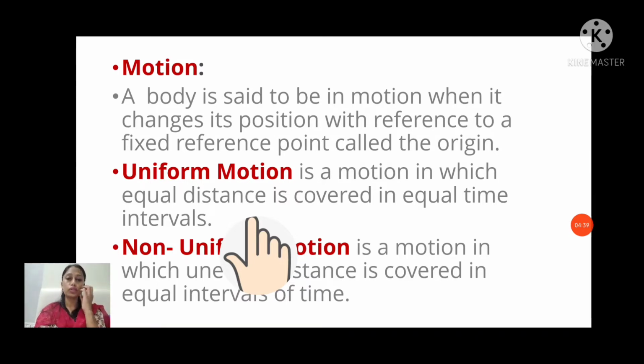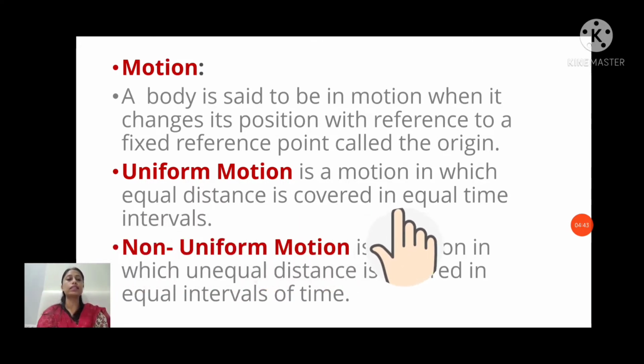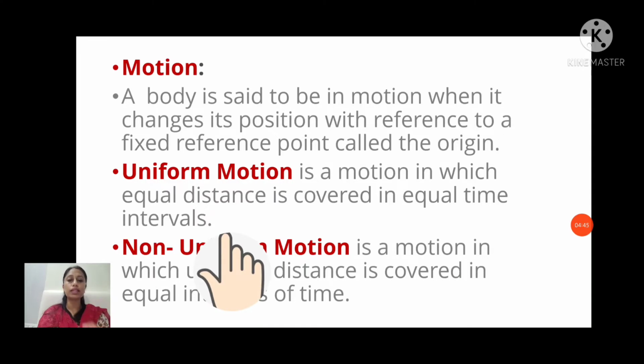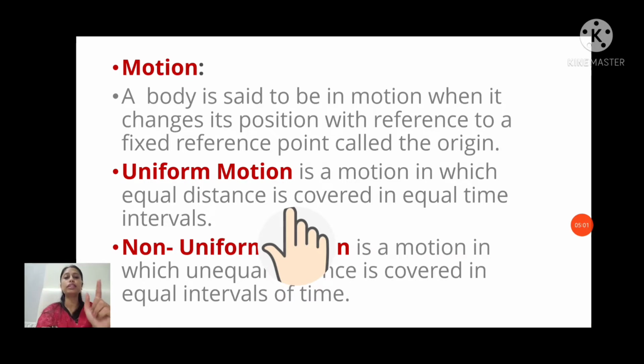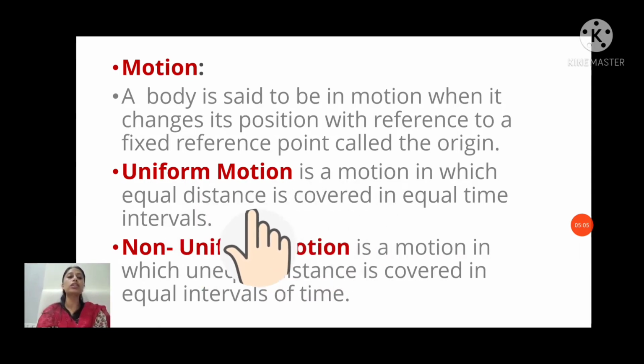So uniform motion is a motion in which equal distance is covered in equal time intervals. Equal distance means that if you are traveling somewhere, and you travel the same distances in the same time interval every time, that movement, covering equal distance in equal time, is called uniform motion.